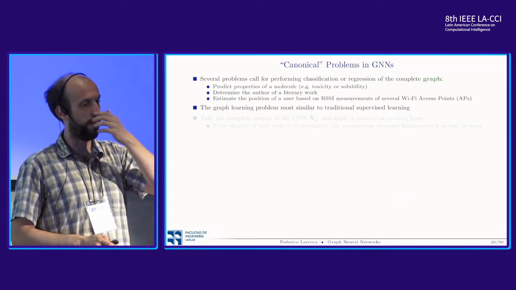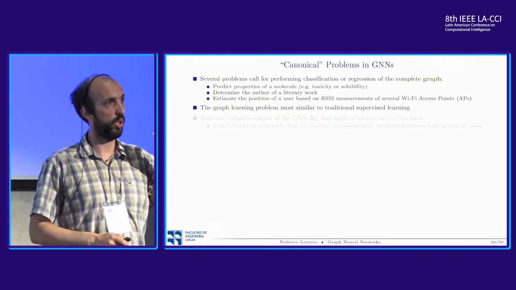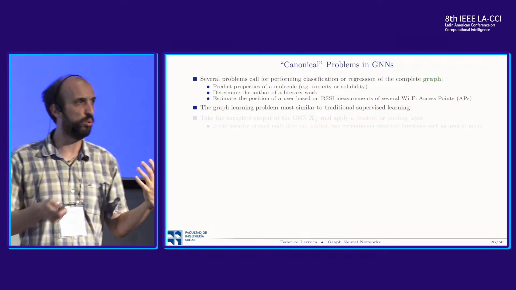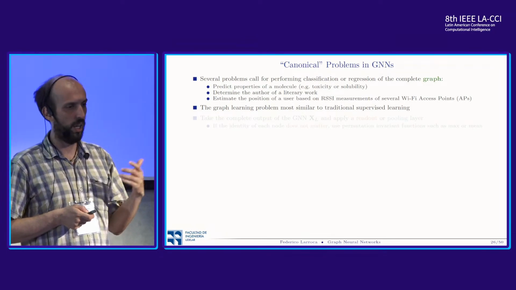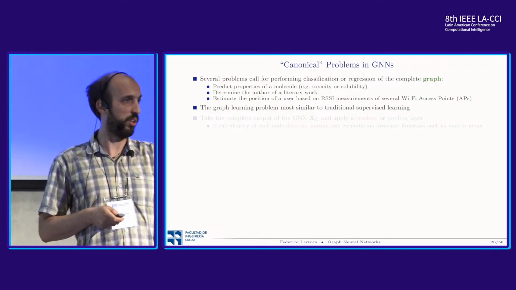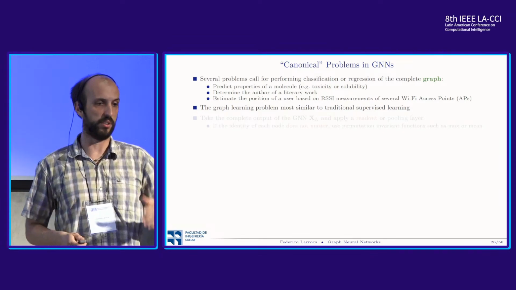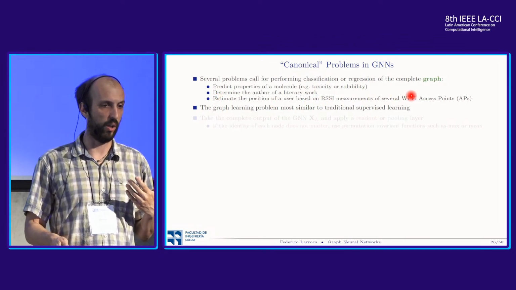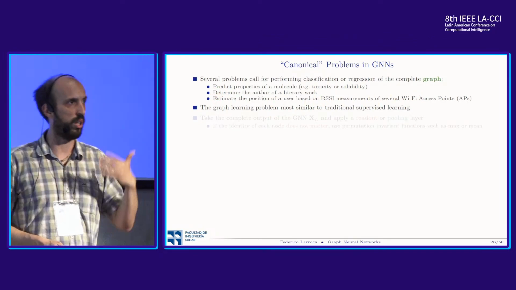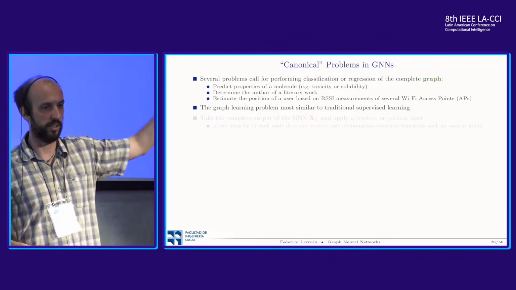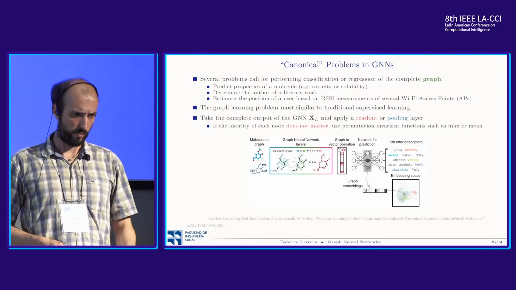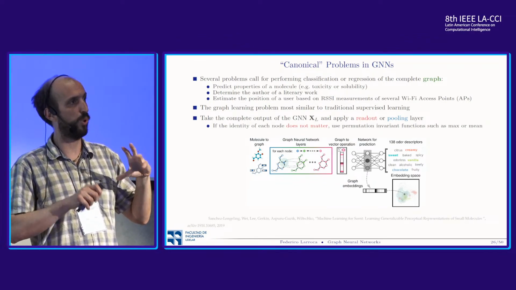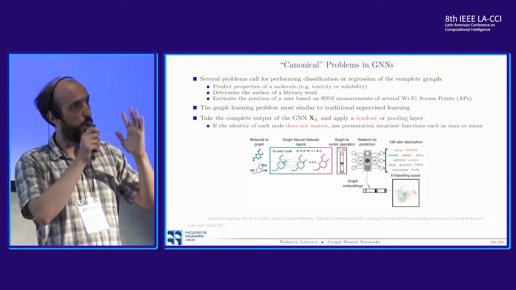The final type of example is predicting a certain property of the whole graph. That's more similar to supervised learning. For instance, we want to determine who's the author of this text, or, as I'm going to show you now, I want to predict or estimate the position of a certain user in a building like this. So in this case, what we do is we take the output of the GNN for all of the nodes.